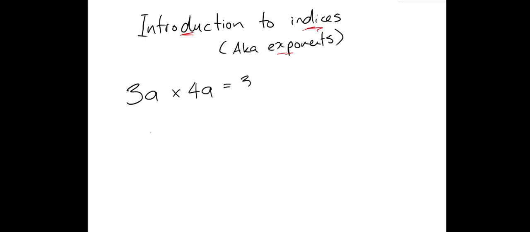So 3a, 3 times a, remember a is anything, times 4 times a. Okay, well, we want to multiply the coefficients. 3 times 4 is 12, and now we have a times a. Well, a times a is a squared. The indices, or the exponent there, is a little shorthand for we want to multiply a together, and there are two of those factors a.